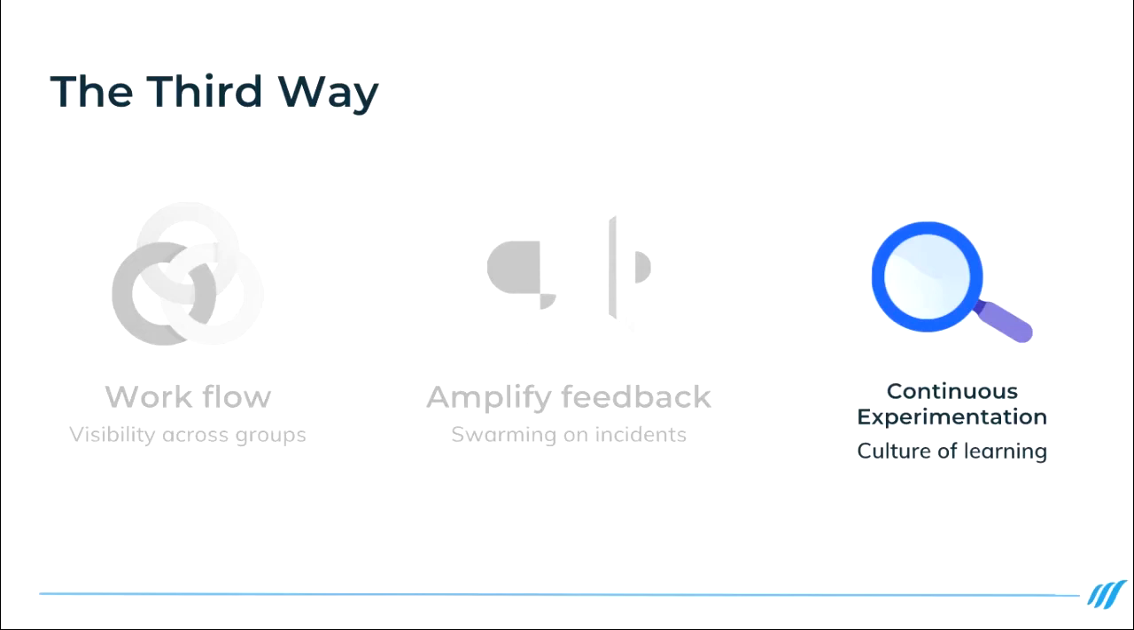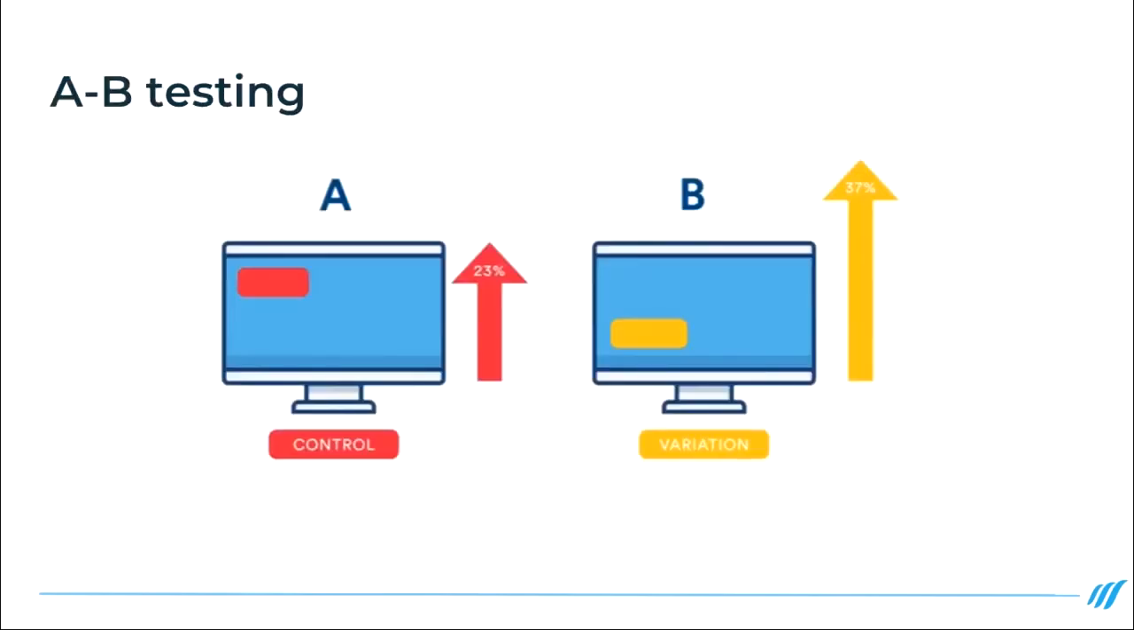And now what we're trying to do is develop an organization, a culture of learning within our organization, where we can out-experiment our competition, where we can get a competitive edge so we can start beating our competition. This is what the third way is all about.